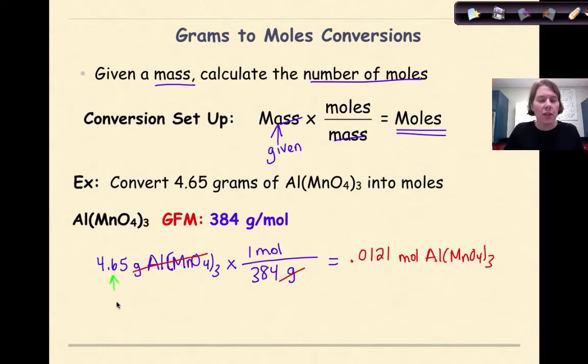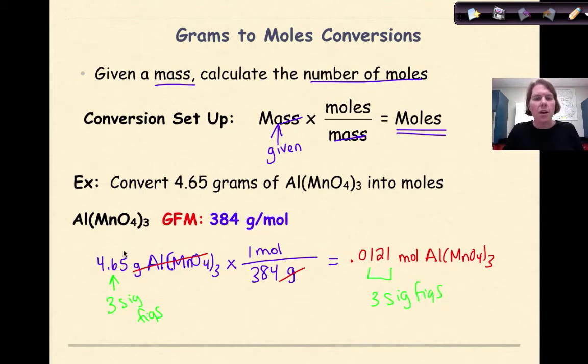4.65 has 3 significant figures, 3 sig figs. The numbers here are known as absolute numbers, so we don't take these into account when we're trying to figure out significant figures. So don't look at those and say, oh, that has 3 significant figures, but that only has 1, so I can only have 1 significant figure in my answer. No, don't look at these, only look at your given. So 4.65 has 3 significant figures, therefore my answer has to have 3 significant figures. This 0 right here is a placeholder.